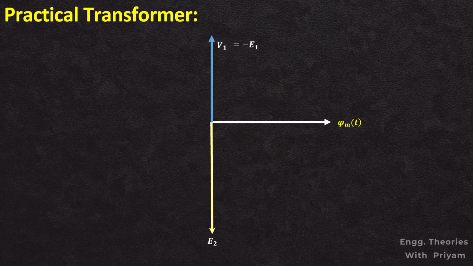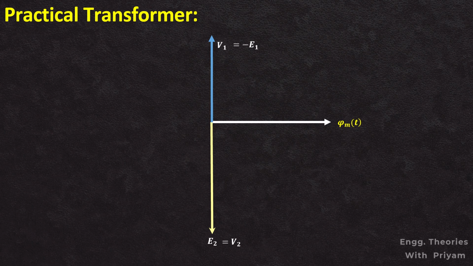Since the resistance and the leakage reactance of the secondary winding are negligible, we can write induced voltage E2 in the secondary winding is equal to voltage across the load V2. This means that induced voltage E2 in the secondary winding is equal to the voltage across the load V2. Similarly, on the primary side, the resistance and leakage reactance are also negligible. Therefore, we can write V1 equal to minus E1. This minus sign indicates that the supply voltage V1 is equal in magnitude but opposite in phase to the induced voltage E1 due to Lenz's law.